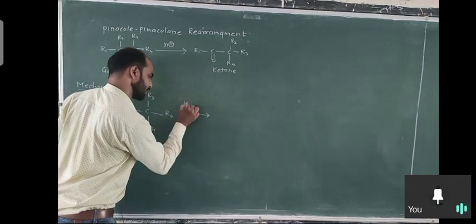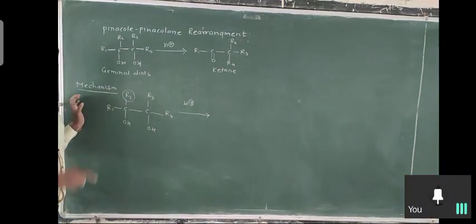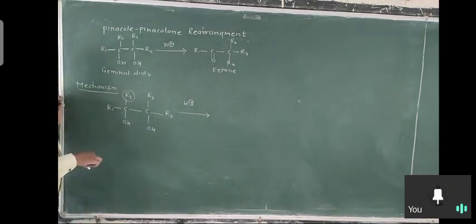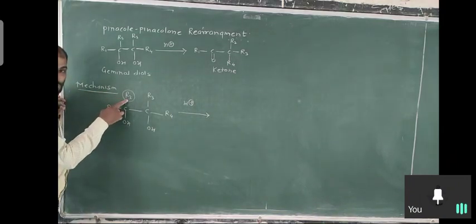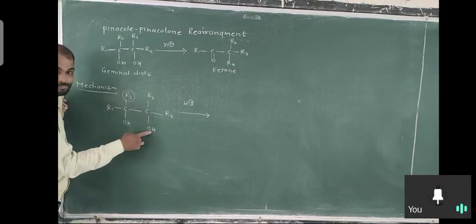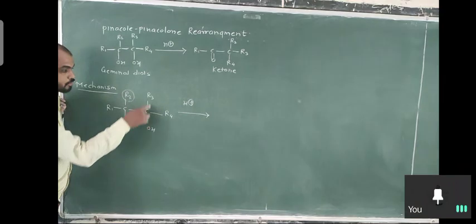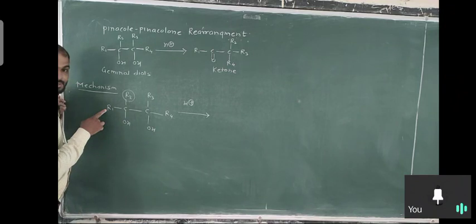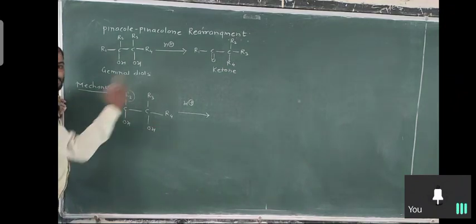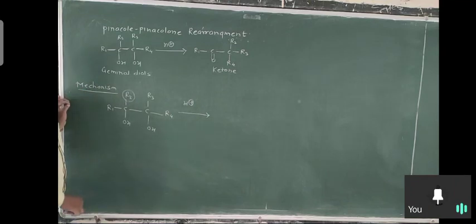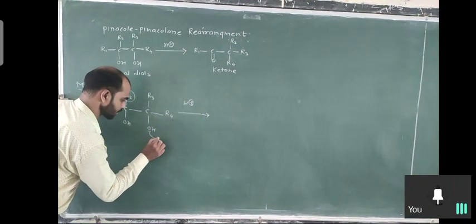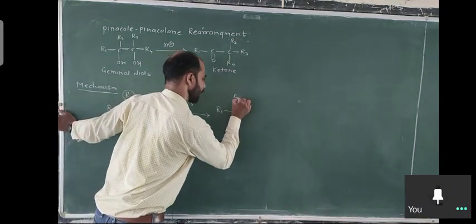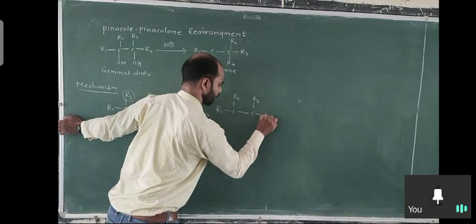In acidic condition, the first step is protonation. So do the protonation on that hydroxy group where no migratory aptitude group is present. Now R2 is the migratory group, that means you do the protonation here. Suppose R3 is migrated, then you do the protonation here. Or if R1 is the migratory group, you do the protonation there. The opposite hydroxy group is protonated first. So the first step is protonation. Why, we will discuss later.